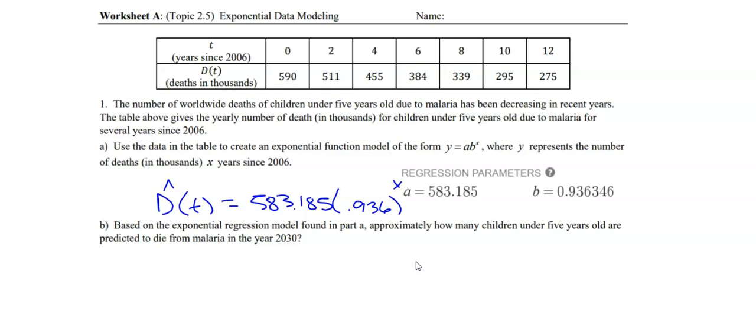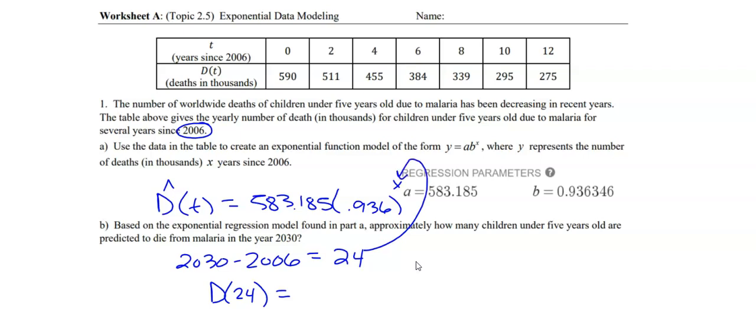All right, and then based on our model, how many children under 5 years old are predicted to die from malaria in the year 2030? So the first thing is we have to figure out what year that is. So we're doing years since 2006. So I'm going to do 2030 minus 2006, and that's going to give us 24. So now we're doing D of 24, and then just plugging 24 in for x.